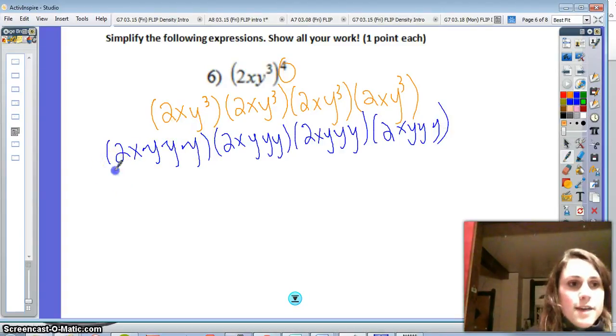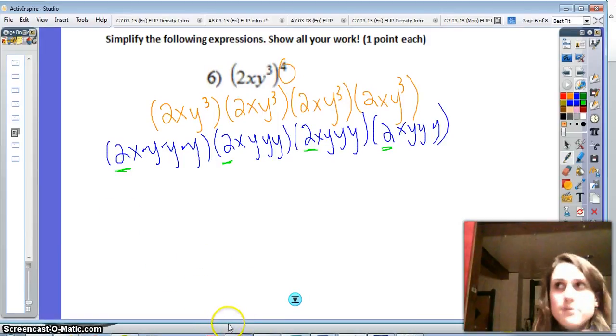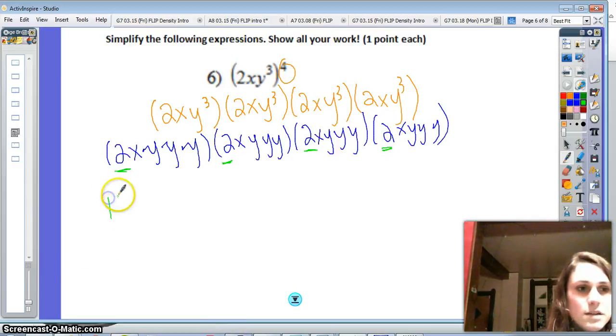So the way we simplify the expression is by multiplying like terms. So my coefficients, or my numbers, 2 times 2 times 2 times 2, that's 2 to the 4th power. 2 times 2 times 2 times 2. 2 times 2 is 4. Times 2 is 8. Times 2 is 16.